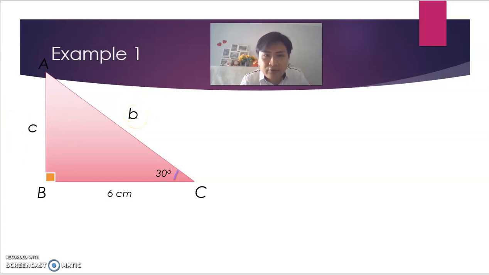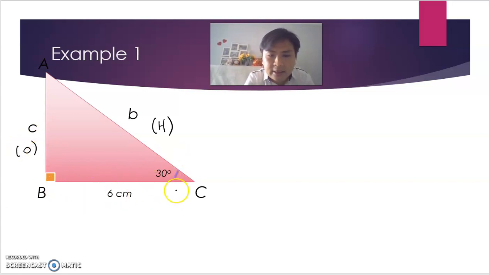Before that, we will first label the sides of the triangle. Again, we start off with the hypotenuse, so AC will be the hypotenuse. Because our marked angle, 30 degrees, is here, the side that is facing the marked angle will be the opposite, and the side that is just beside the marked angle will be the adjacent. Now we need to identify two things.